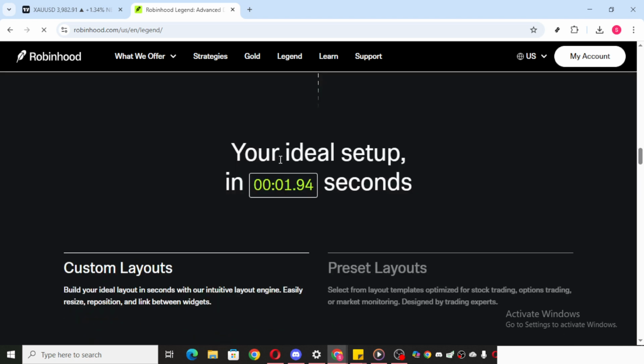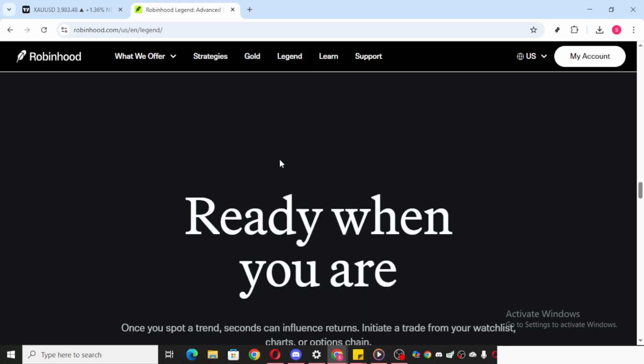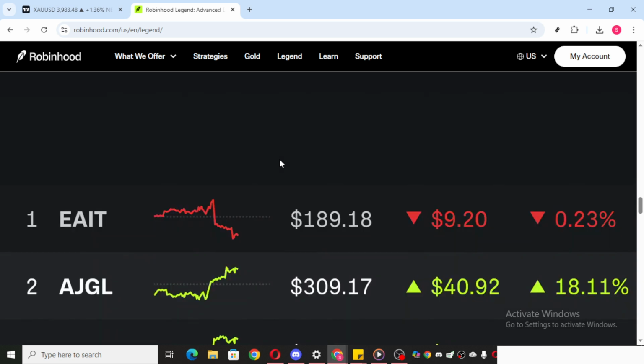However, it's important to note that Robinhood Legend does have its limitations. Spot forex trading is not supported on this platform. This could be a significant drawback if your trading interests lean towards global currency markets, as this effectively narrows down the platform's usability to mainly the US market.